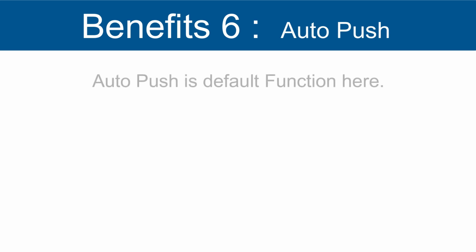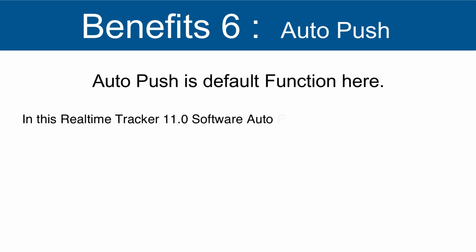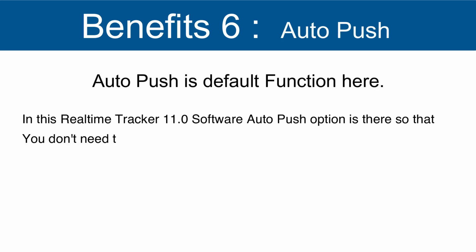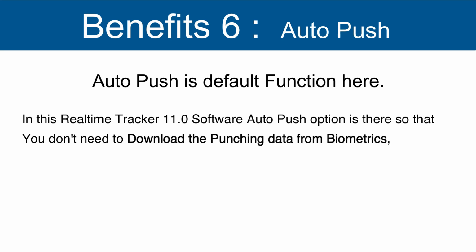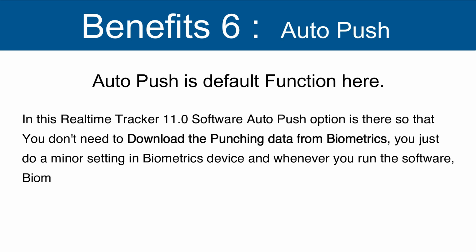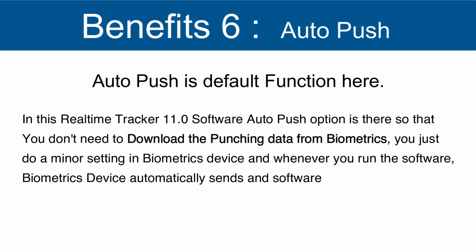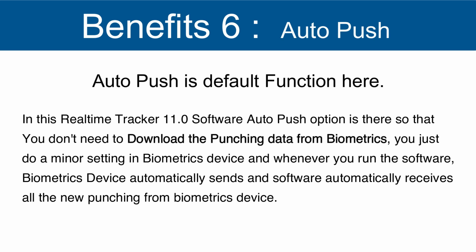Now benefit number 6 is auto push. Yes, the auto push option is by default here. In this Real-Time Tracker 11.0 software, the AutoPush option is by default. You don't need to download the punching data from biometrics. You just do minor settings in the biometrics device, and whenever you run the software, the biometric device automatically sends and the software automatically receives the punching data from biometrics.